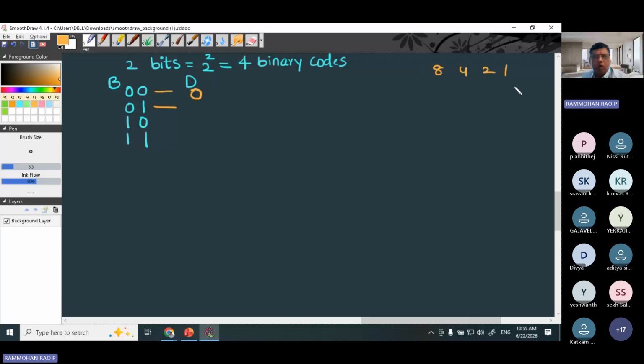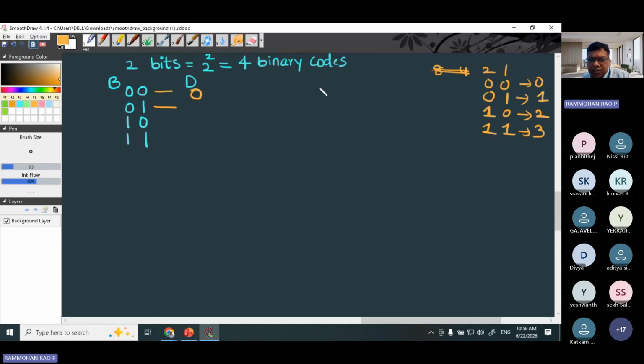8421. How many bits do I have? Only 2 bits. So 84 is not required. 0, 0 means what is the decimal value? 0. 0, 1. Which bit is highlighted? Only this bit is highlighted. Decimal value is 1. 1, 0. What is the decimal value? 2 plus 1. Am I adding both? No, this is 0, so I am not considering it. This bit is 1 means the answer is 2. If both bits are 1, it is 2 plus 1. Answer is 3. Using 8421 code, I can generate the equivalent decimal value, or I can do a multiplication method.